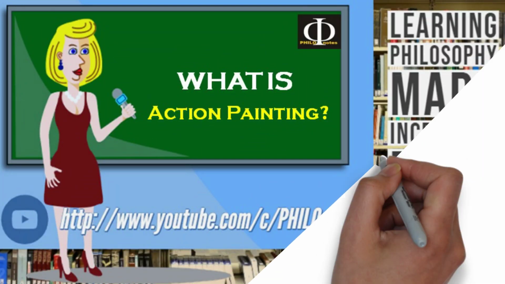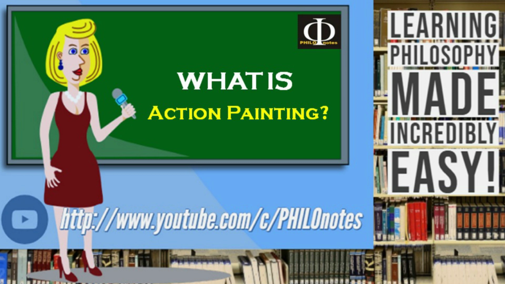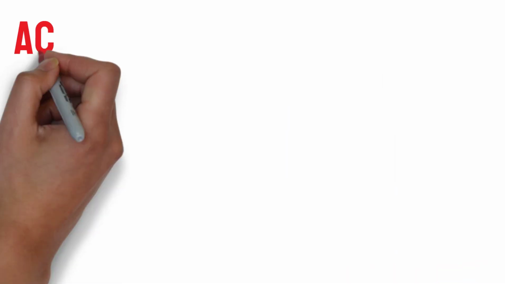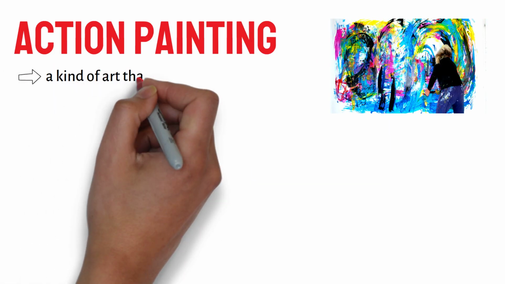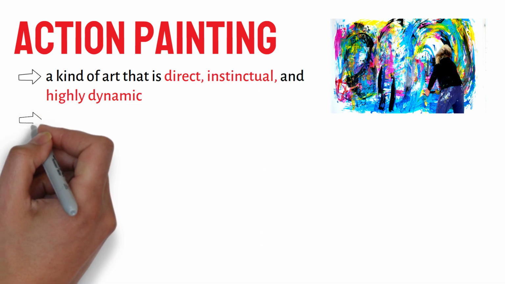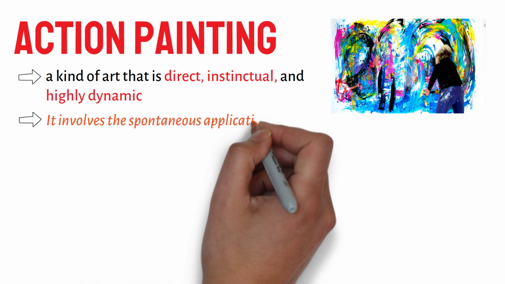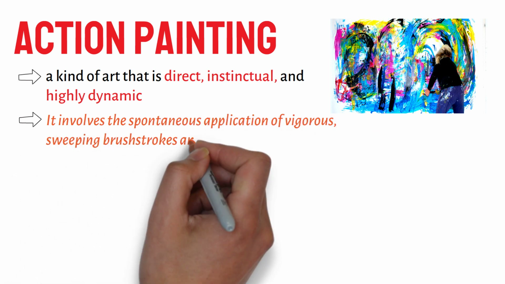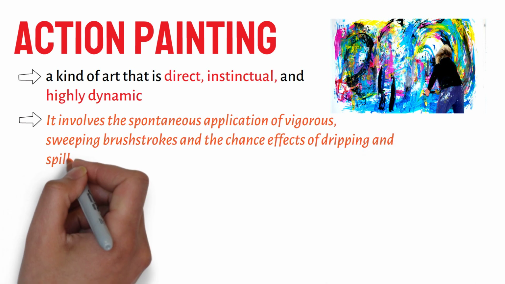What is action painting? Action painting is a kind of art that is direct, instinctual, and highly dynamic. It involves the spontaneous application of vigorous, sweeping brushstrokes and the chance effects of dripping and spilling paint onto the canvas.